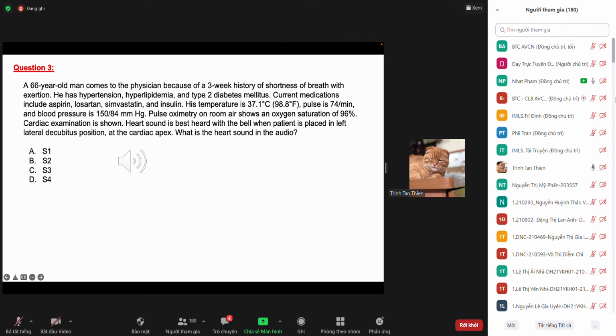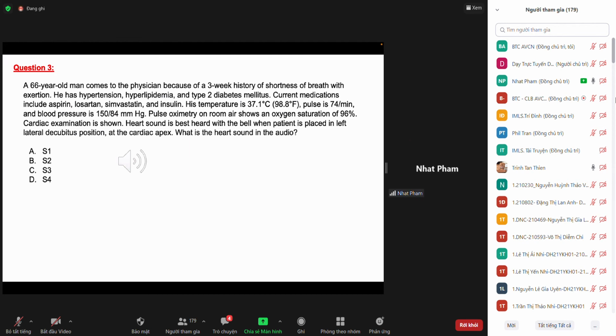So I think I heard a murmur in the first sound, S1, when the ventricle and atrium close. You know, I heard about the bicuspid and tricuspid valve. Yeah, a murmur in that, I think.